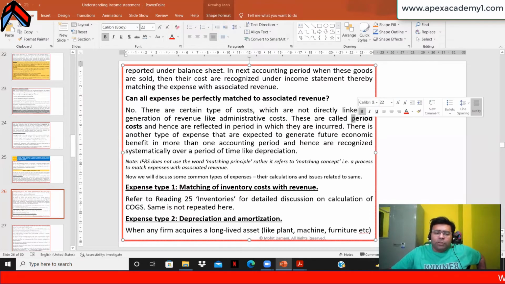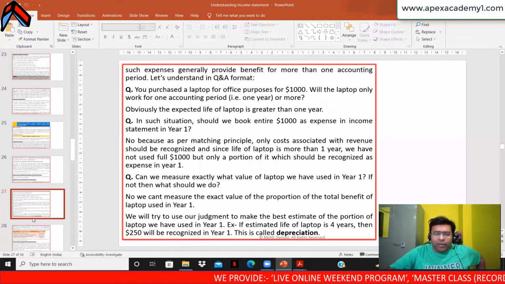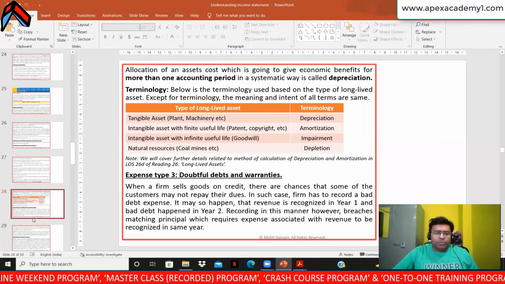Can all expenses be perfectly matched to associated revenue? No, there are period costs, so automatically you will not recognize them. Period cost means time-basis cost. Inventory is something which we will do later. Depreciation is something which we will do again later. What depreciation and amortization are is something you should know. I'm not going to explain that part.